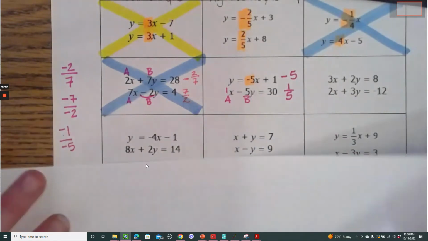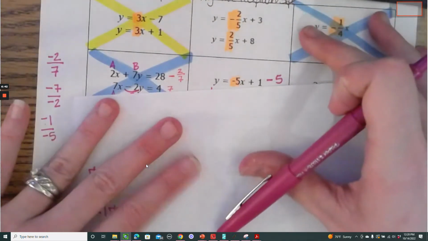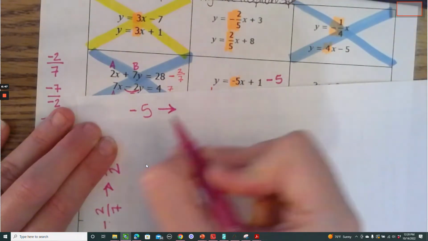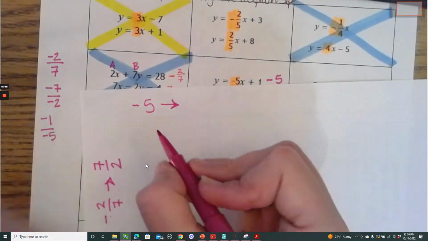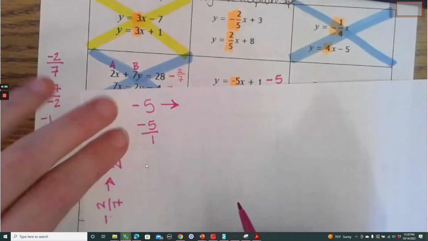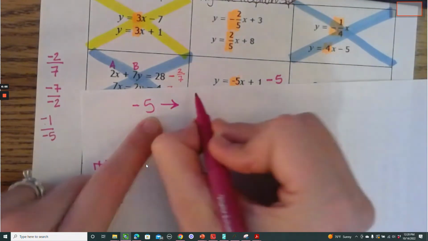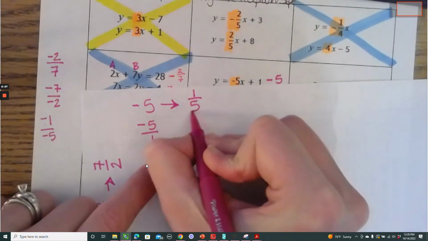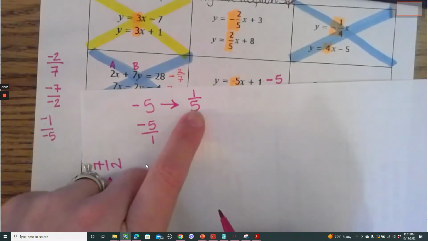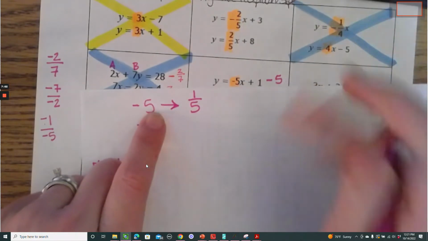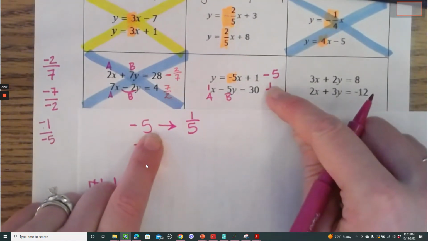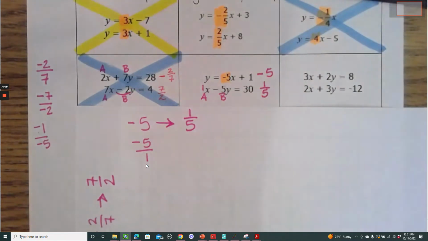All right, so reciprocals of whole numbers. Negative 5 as a fraction is just negative 5 over 1. So the reciprocal of negative 5 is 1/5. If this one's negative, this one's positive. So I need slopes of negative 5 and positive 1/5. Is that what I've got? Yes, ma'am. So if they're negative reciprocals, they're blue.